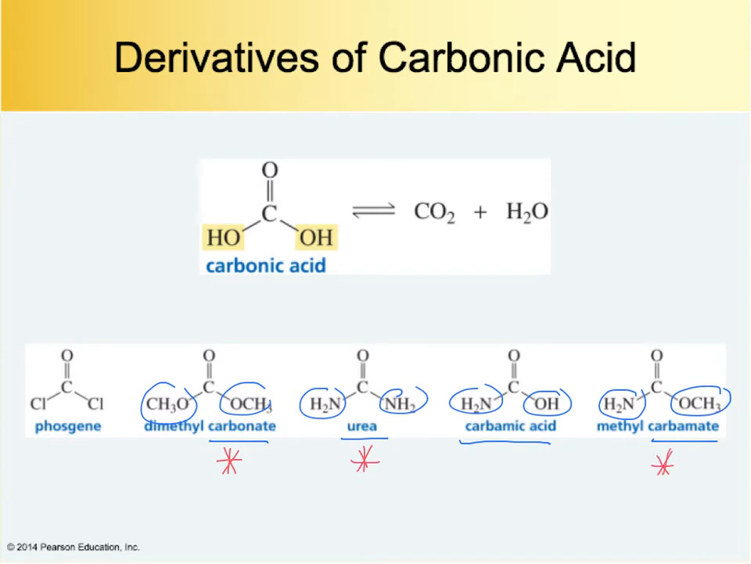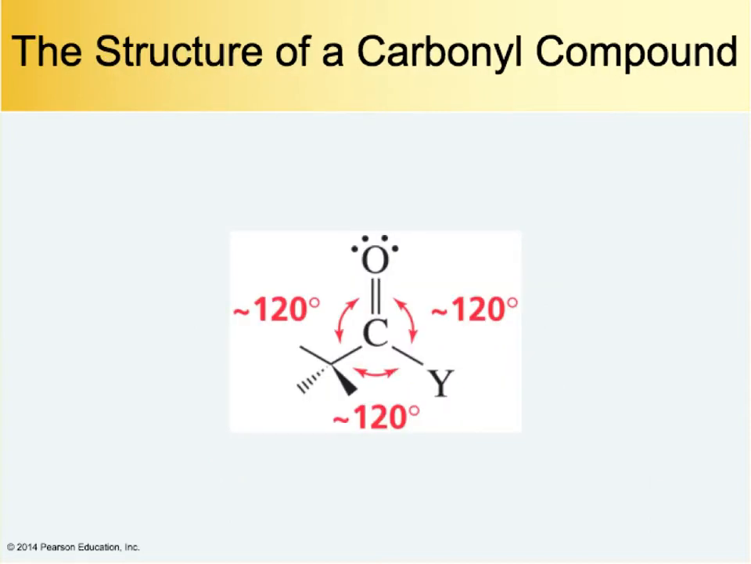A carbamate: amide and an ester. Urea: diamide. Carbonate: diester. All right, so done with nomenclature. Let's start talking about some of the actual reactivity of these carbonyl compounds.